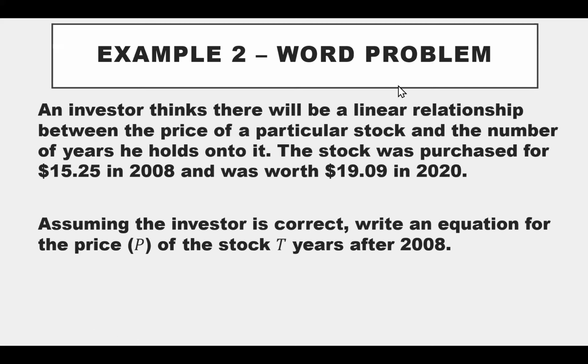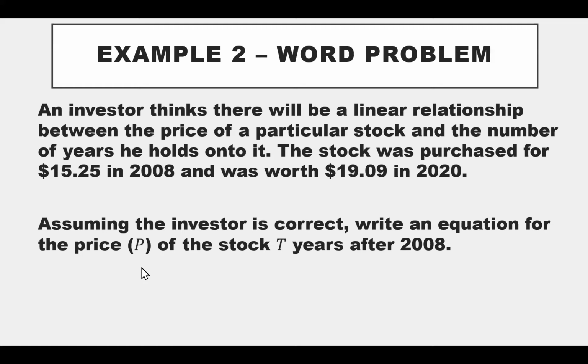Let's do another example. In example 2, it says an investor thinks there will be a linear relationship between the price of a particular stock and the number of years that he holds on to it. The stock was purchased for $15.25 in 2008 and was worth $19.09 in 2020. Let's assume that this investor is correct, meaning the relationship is going to be linear. Write an equation for the price of the stock T years after 2008.